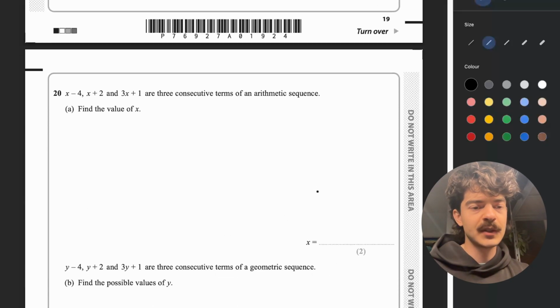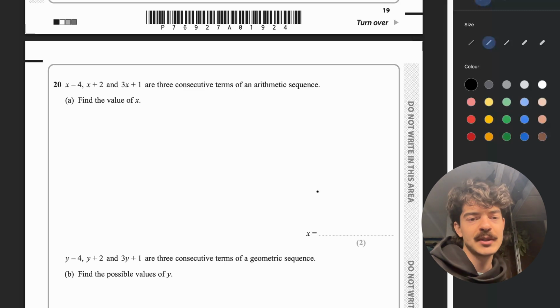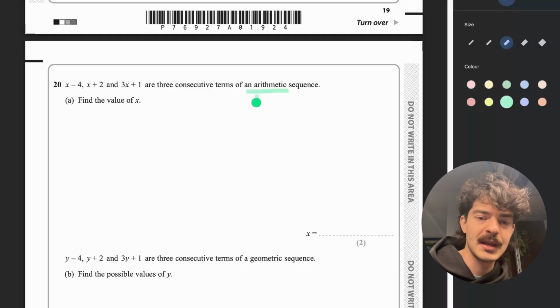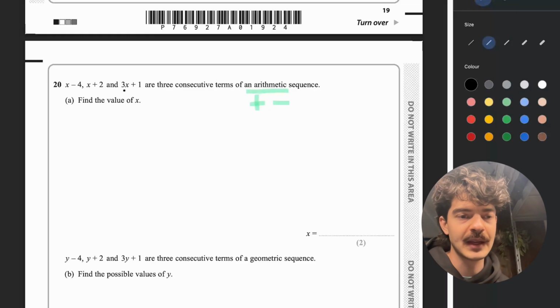Onwards we go to question 20. x minus 4, x plus 2, and 3x plus 1 are 3 consecutive terms of an arithmetic sequence. Okay, that means that they're being added or subtracted between terms. Find the value of x.